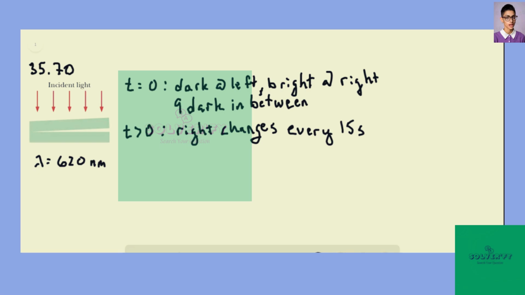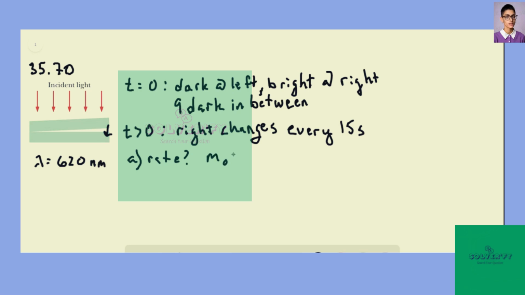35.70, so we've got a couple pieces of glass forming an air wedge, which causes thin film interference. Our light is monochromatic at 620 nanometers. And initially we have a dark fringe over here and a bright fringe over here with 9 dark fringes in between them. And at time 0 we start closing the gap between them such that the rightmost fringe changes from light to dark and back every 15 seconds.